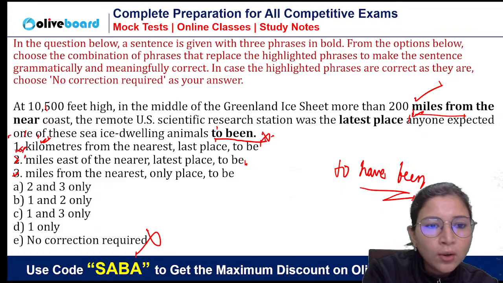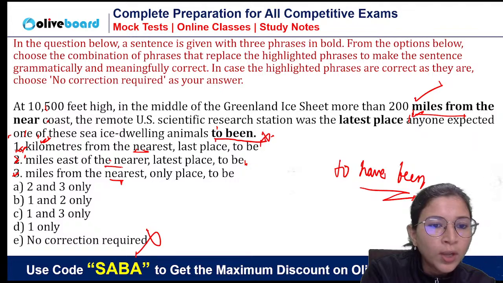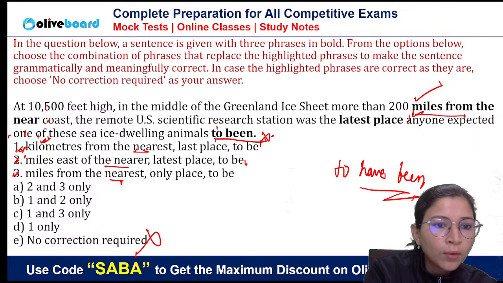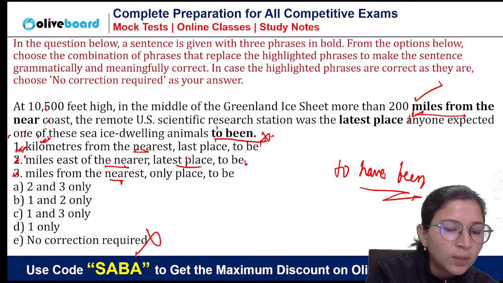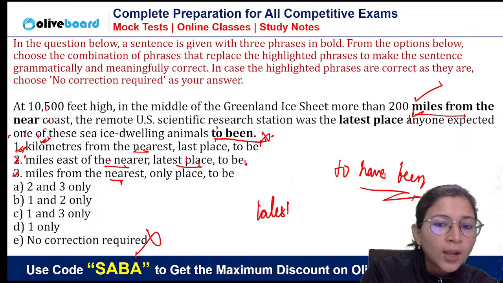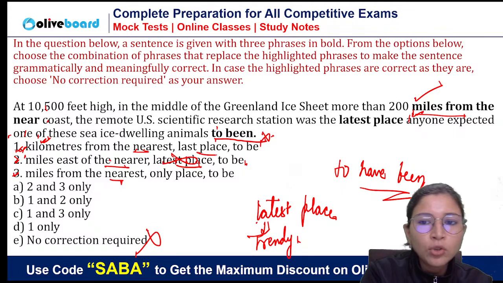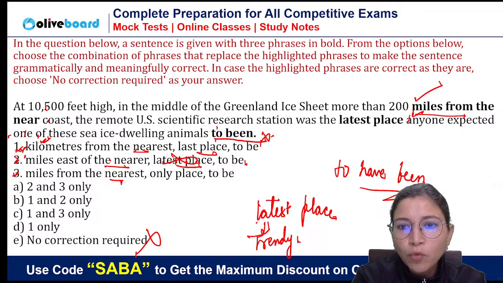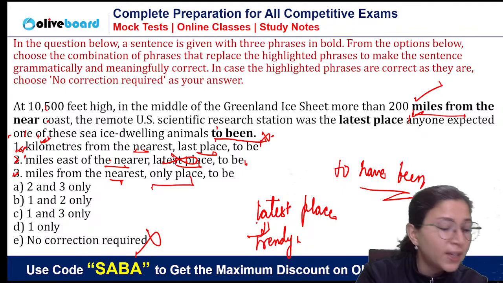Okay, from the near coast, from the nearest coast, from the nearest. Acha, this is also eliminated, okay, because it is given nearer. So we are not getting the sense of any comparison. Acha, one more best hint is this latest place. So latest, basically we say latest news, we say latest fashion. So the latest word refers to trendy, isn't it? So you will not use the word latest place. So last place can be used, and you can say the only place anyone expected, both can be said. Last place, only place, both can be said, but latest will not be used.